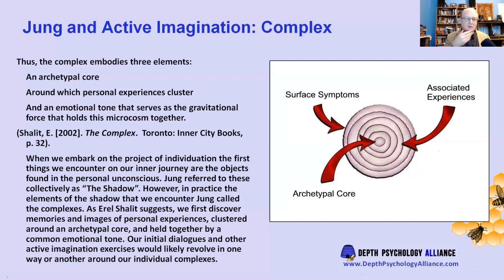So when we embark on the project of individuation, the first thing we encounter on our inner journey, as we saw earlier, are the objects found in the unconscious, the personal unconscious. Jung referred to these collectively as the shadow. However, in practice, the constituent parts of the shadow that we encounter are what Jung called the complexes. As Errol Shalit suggests, we first discover memories and images of personal experiences.